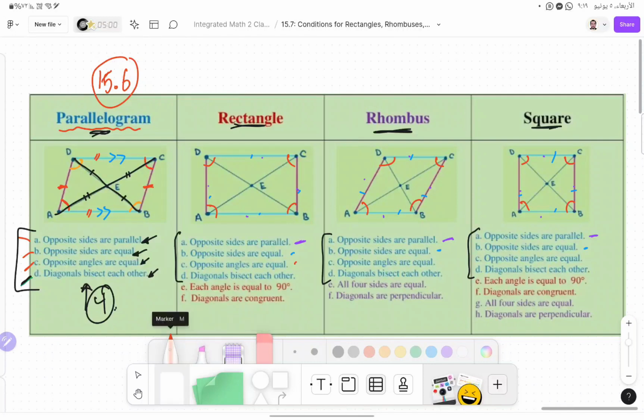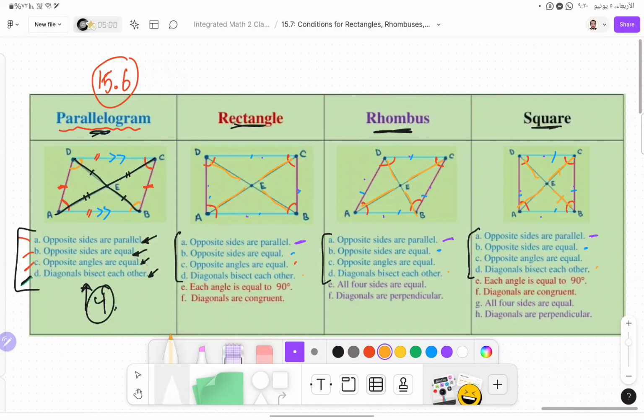And the last one here is that the diagonals bisect each other. So this diagonal from here to here bisects this one. Same thing here, this one bisects this one and this one. This one here bisects the opposite one, and this one is congruent to the opposite one. So now maybe the students understand that all the properties of the parallelogram are the same for the rectangle, rhombus, and square.